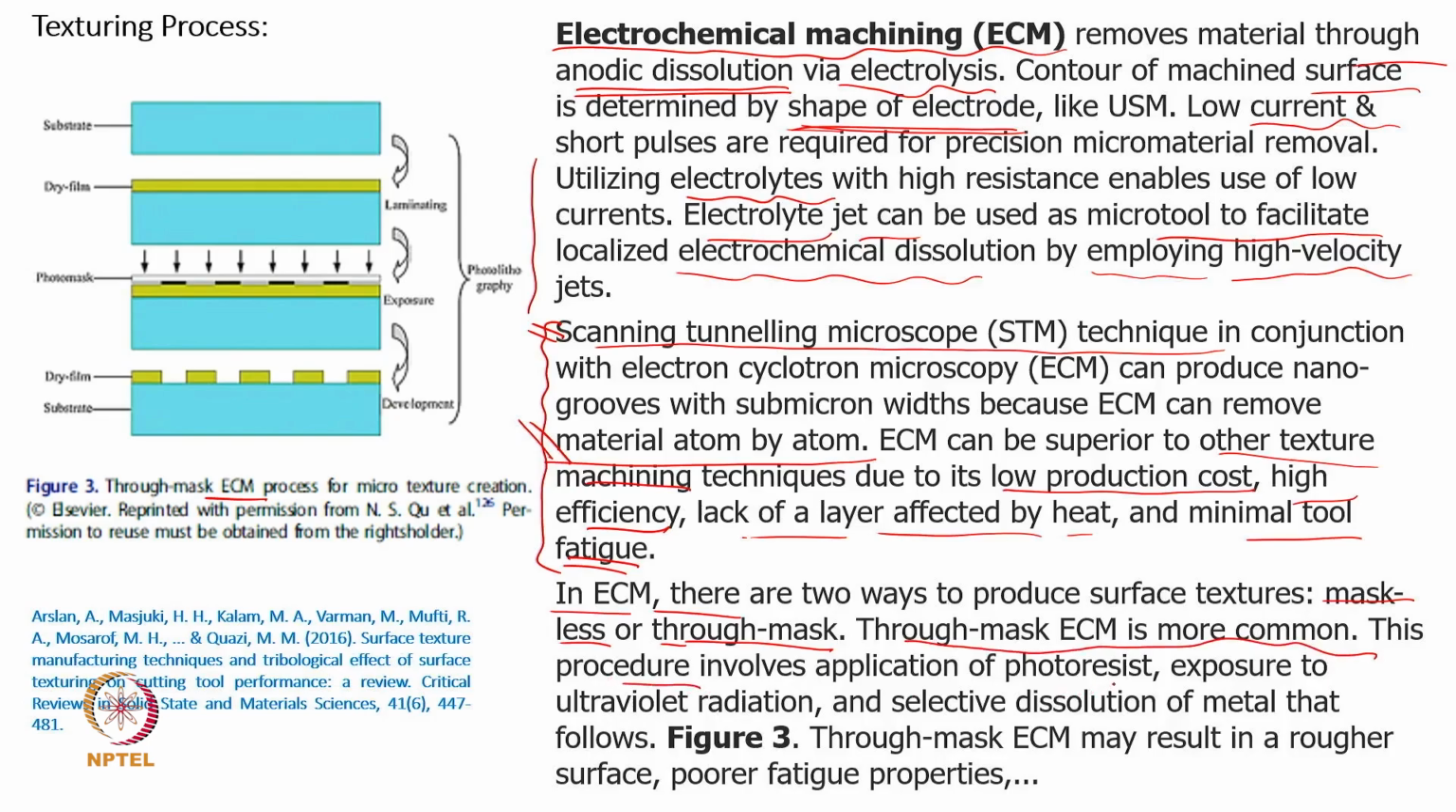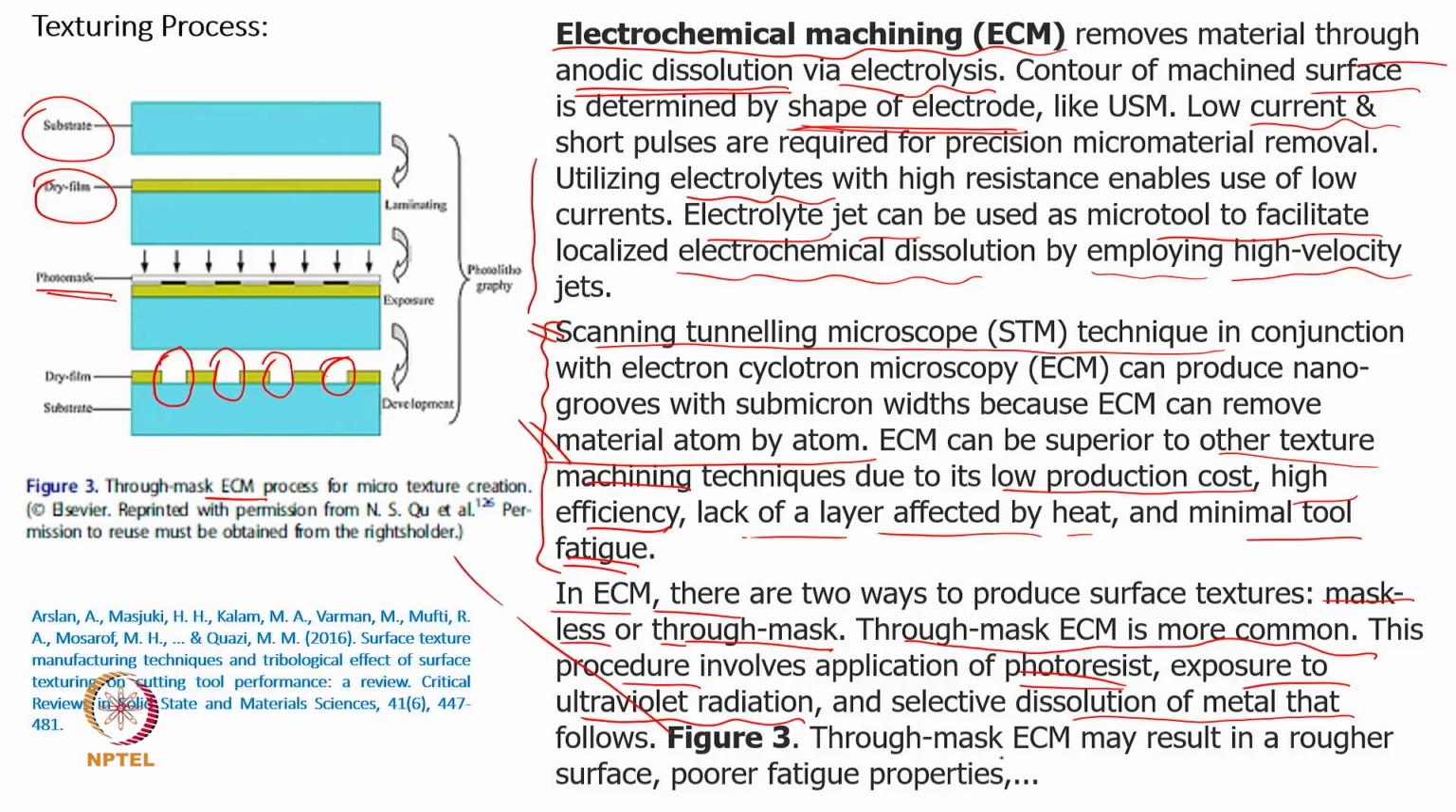This procedure involves application of the photoresist, as shown here. We take the substrate, and then apply a dry film on it, and on this dry film we use the photo mask, and then we selectively remove the material in between. That is what we are showing as surface texturing. So, that is what is shown here: application of photoresist, exposure to ultraviolet radiation, and then selective dissolution of the metal that follows. This is the through mask that we are getting.